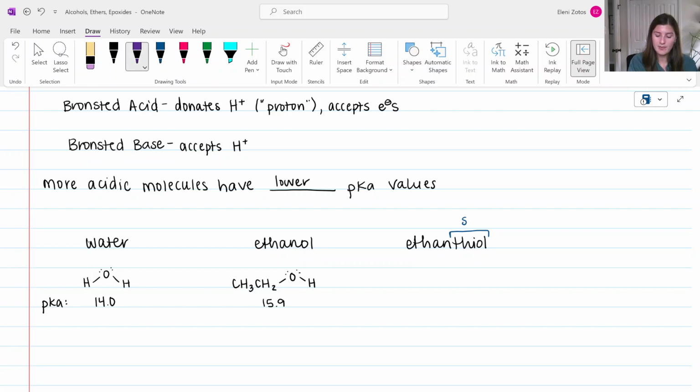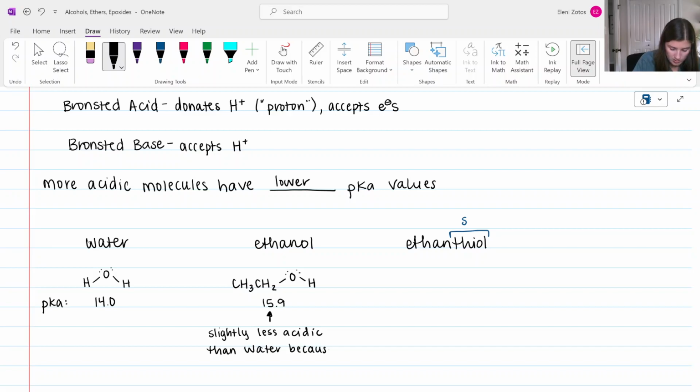But in this case, we have our electron donating group. So that's adding electron density to the hydrogen. So let's write a little bit out here. This is slightly less acidic than water. Because CH2CH3 is an electron donating group.